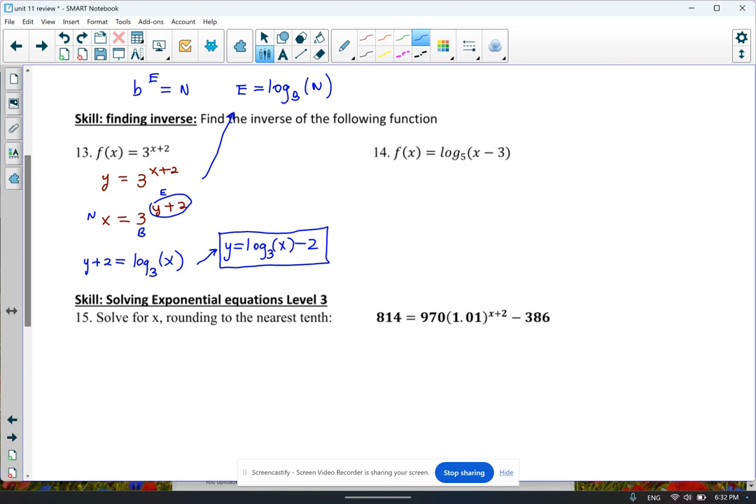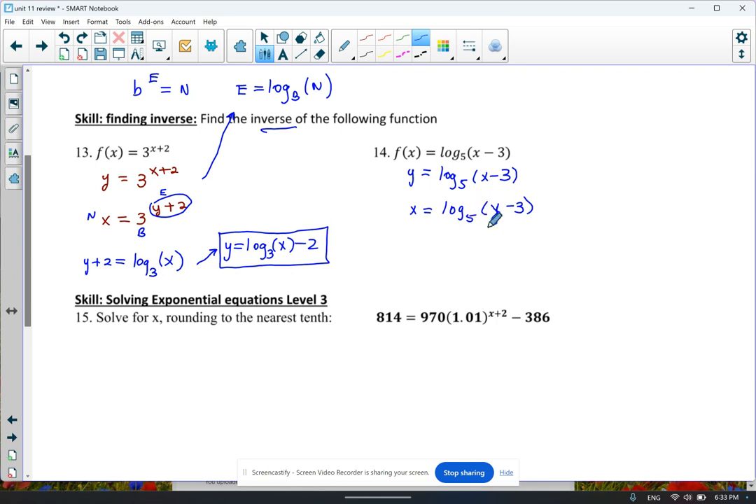Okay, number 14. So we have to also take the inverse of this function. So we replace f of x by y. Notice that the original function is a log function. Again, we're taking the inverse, so we switch the x and y. And now we have to isolate y.